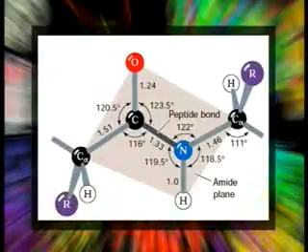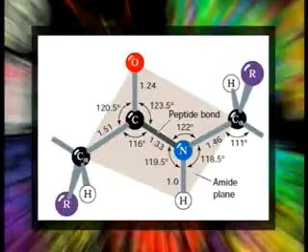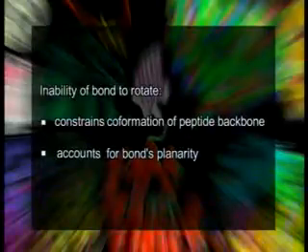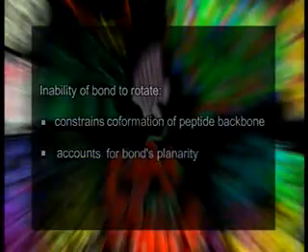The nature of the chemical bonding within a peptide explains these geometric preferences. The peptide bond has considerable double bond character, which prevents rotation about this bond. The inability of this bond to rotate constrains the conformations of the peptide backbone and accounts for the bond's planarity.